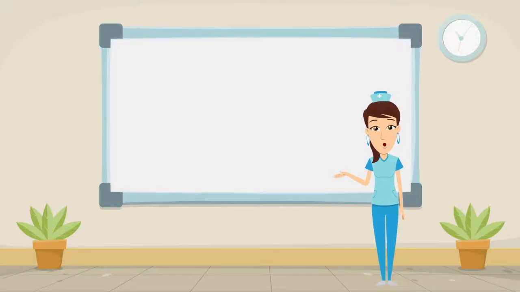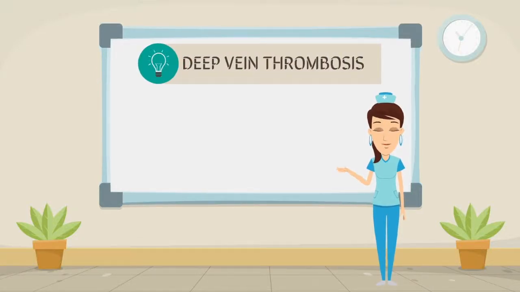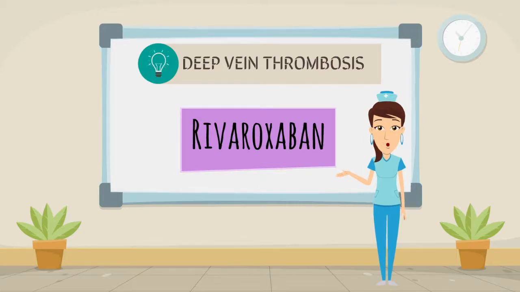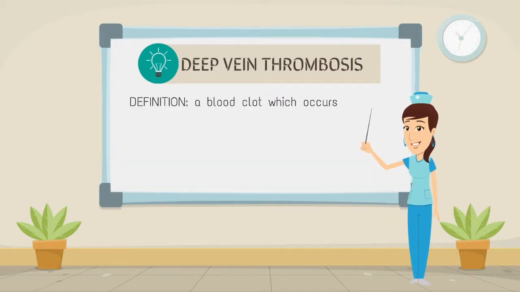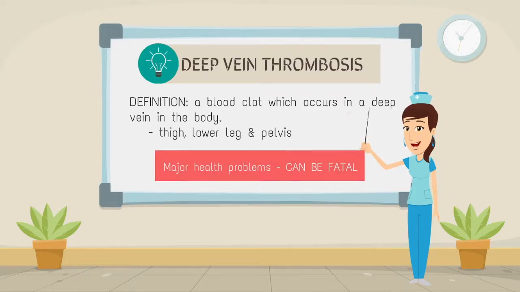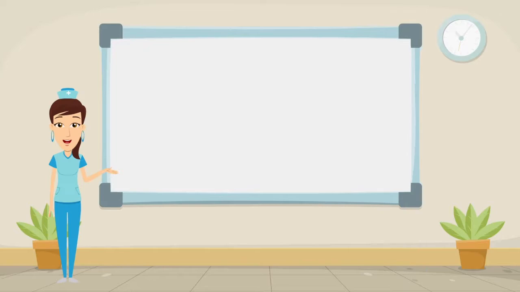Hi there, today we're going to be discussing deep vein thrombosis, or DVT, and how Rivaroxaban can be used in treatment. Deep vein thrombosis is a blood clot which occurs in a deep vein of the body, most commonly in the lower leg, thigh or pelvis. It can lead to major health problems and in some cases even be fatal.